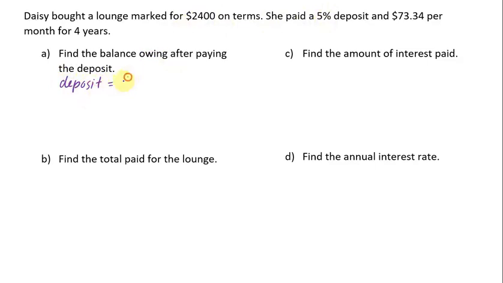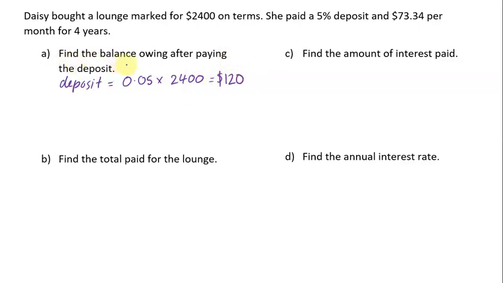So 5% as a fraction or a decimal, 0.05 or 5 over 100, times $2,400. And that will give us $120. So the deposit that Daisy had to pay was $120.